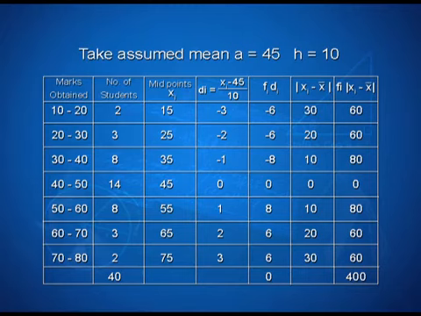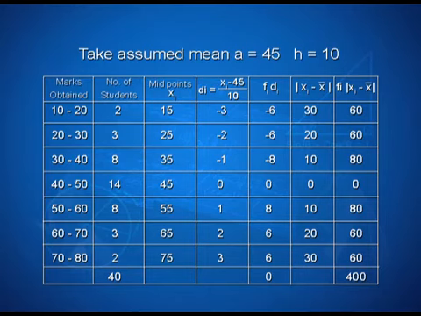Now, we find the product of fi and di. 2 into minus 3 gives us minus 6, 3 into minus 2 gives us minus 6, 8 into minus 1 gives minus 8, 14 into 0 gives us 0, 8 into 1 gives us 8, 3 into 2 gives us 6 and 2 into 3 gives us 6, and we can find here the sum of these observations is 0. Now we find the absolute value of xi minus x bar. They are 30, 20, 10, 0, 10, 20, 30 respectively.